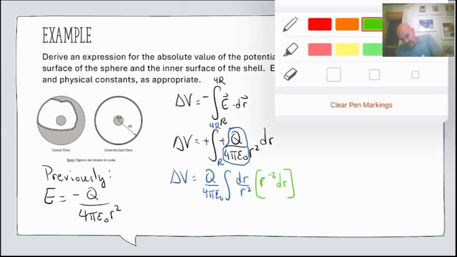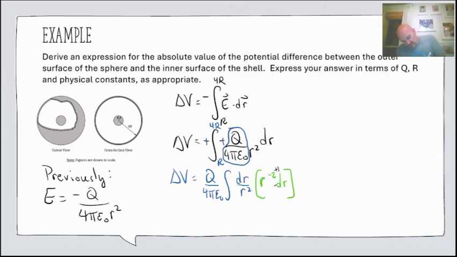So you're going to do R to the negative 2 plus 1 over negative 2 plus 1, right? And so you have all that. And again, we keep writing the evaluation, so our limits are R to 4R. And I say delta V is Q over 4 pi epsilon naught, and our answer here would be negative 1 over R, okay? And we're evaluating that from R to 4R.